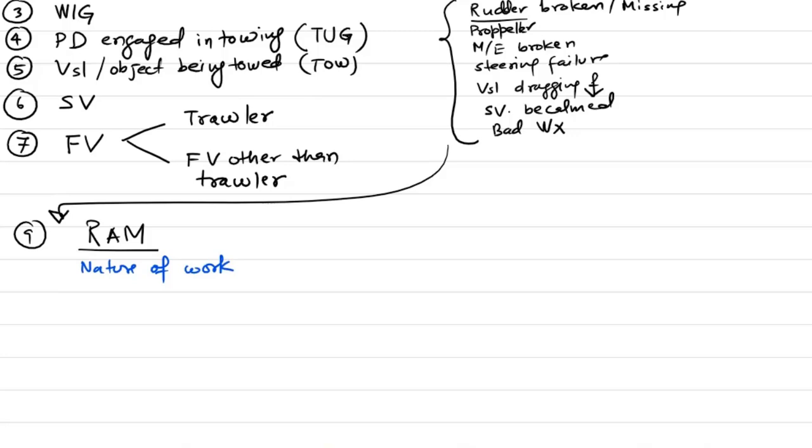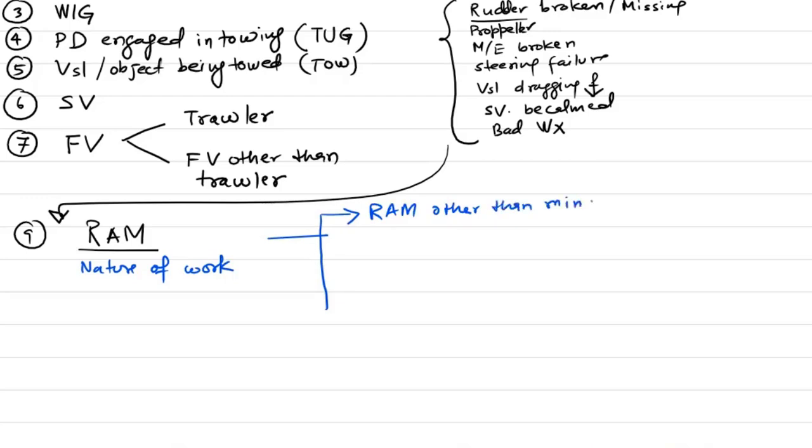All right. So what is the nature of work? There are plenty, like vessel engaged in laying, servicing, dredging, transferring persons, launching, recovery of aircraft, mine clearance, and towing. So here RAM is having 4 categories as per COLREG. Number 1, RAM other than mine clearance.